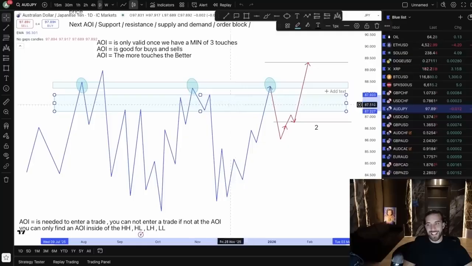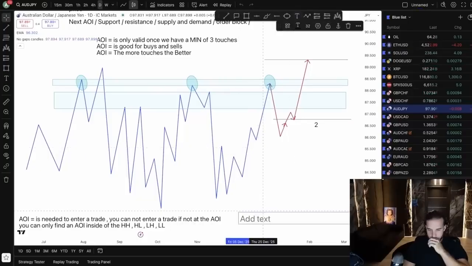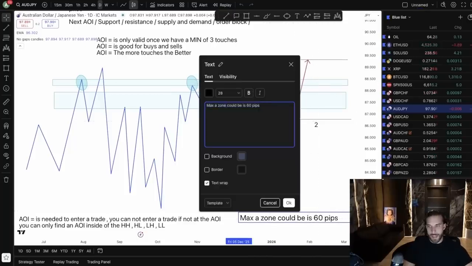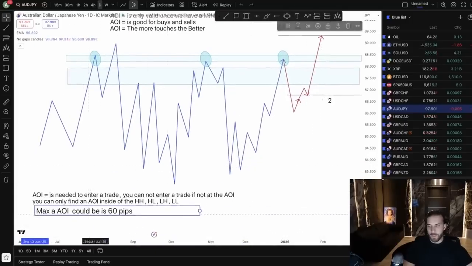I'm going to get to the sizing of these zones once we actually get to the charts. But the max a zone could be is going to be 60 pips. Anything bigger than 60 pips will no longer be a valid area of interest. So the max an area of interest could be is 60 pips. So we're going to add this as another side note over here.